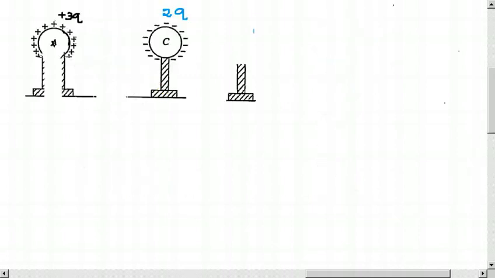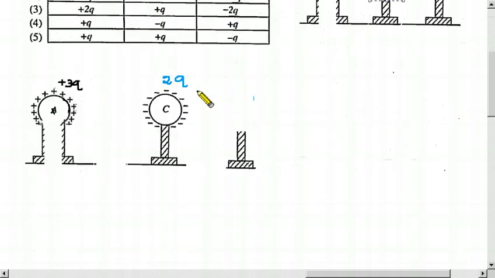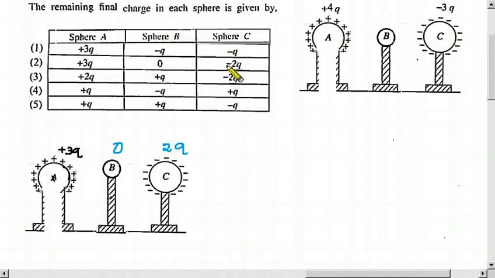So finally B has no charge after taking it out of this sphere. So finally it has no charge, 0. This 3q remains here. So the final answer is 3q, 0, minus, this one is minus, here you see. So minus 2q. So this one is the answer.